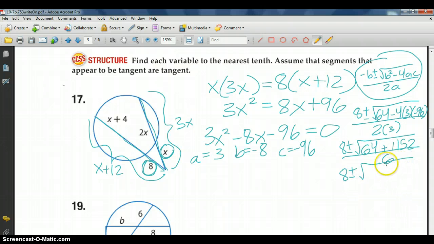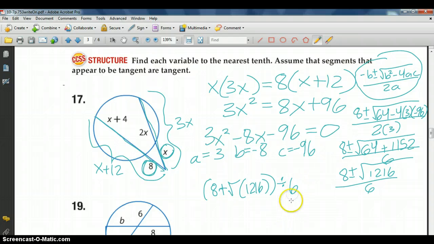So let's add 64 and 1,152, and we get 1,216 all over 6. Since x is a length, we only want the positive answer. So on our calculator, we'll take 8 plus the square root of 1,216 and divide that quantity by 6, and we get approximately 7.1.